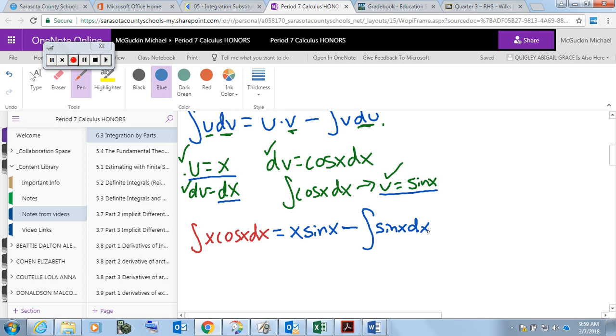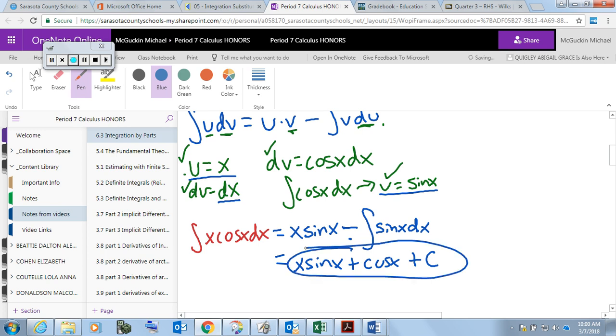And now, just going through the remainder of this to simplify it on out, there's nothing to do with x times sine of x. That is what it is. That's just part of the formula. And then you need to integrate sine. Well, the antiderivative of sine is negative cosine, but there already was a negative there, so that becomes positive cosine of x. And now our constant of integration comes into play. And so this is our final answer. All we did was use the formula for integration by parts.